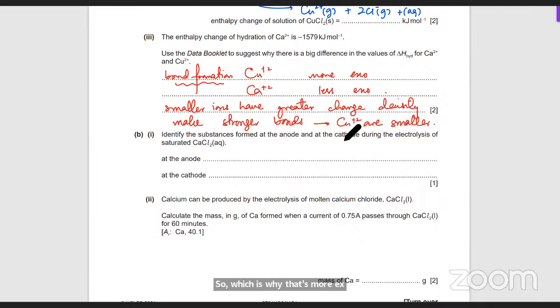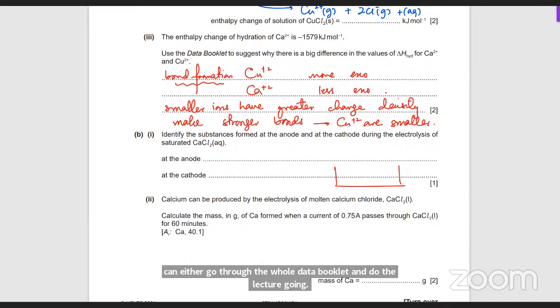Identify the substance formed at the anode and cathode during the electrolysis of calcium. Saturated calcium. Saturated is concentrated. ठीक है? Now there's two ways of doing this. You can either go through the whole data booklet and do the electrochemistry thing. Yeah, simple O-levels. Simple O-levels में क्या था?